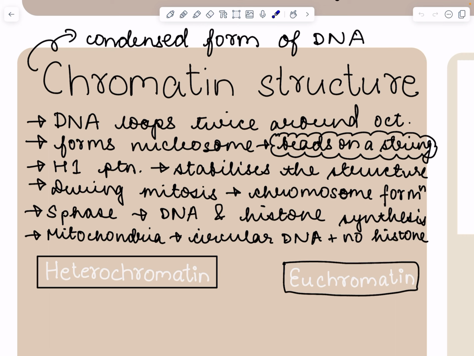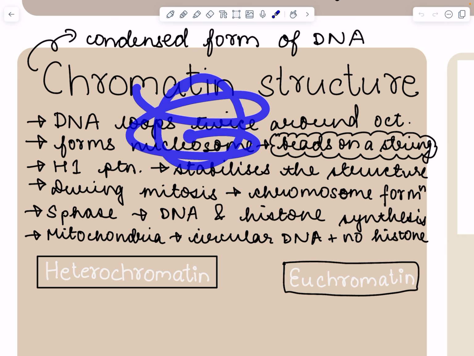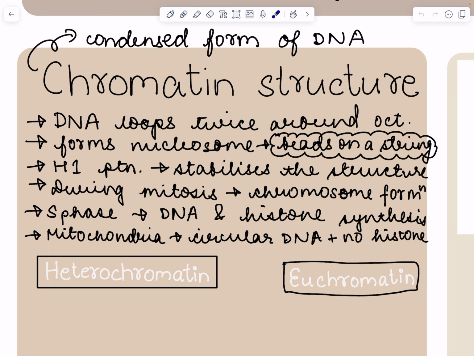So what it does, it forms nucleosomes. How will it form nucleosomes? There are certain histone proteins, circular proteins, and DNA will loop around and keep on looping to form nucleosomes. These will appear as beads on a string. H1 protein is a protein which stabilizes the structure and it is connected to each octamer of histone.